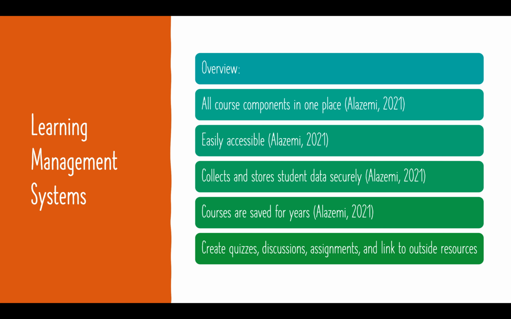Learning management systems offer multiple opportunities for communication and collaboration among students. Alazemi 2021 explains that learning management systems have the following characteristics. First, LMS place all course components in one place. Students enter a course and can find all their assignments, discussions, and quizzes within one link. Additionally, courses created using an LMS are easily accessible. Students can access them at any time from any device.